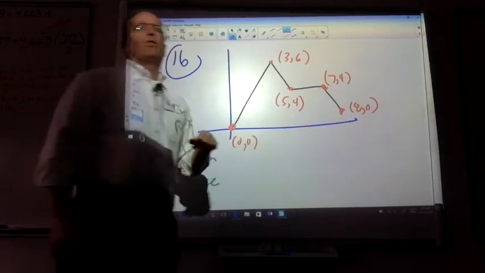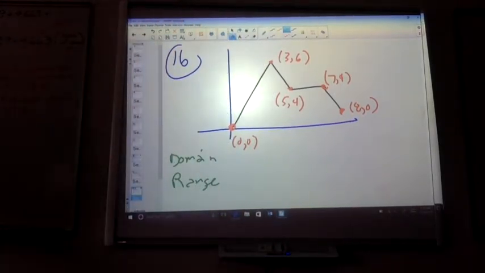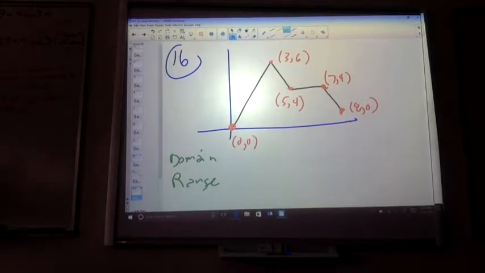Where does this graph start and stop in the x direction? Doesn't matter where it wiggles around. Where does it start and stop in the x direction? I have the x values underlined. What do you think? Go ahead. Starts at 0 and ends at 8. There you go. It starts at 0 and it ends at 8. That's what our domain is.